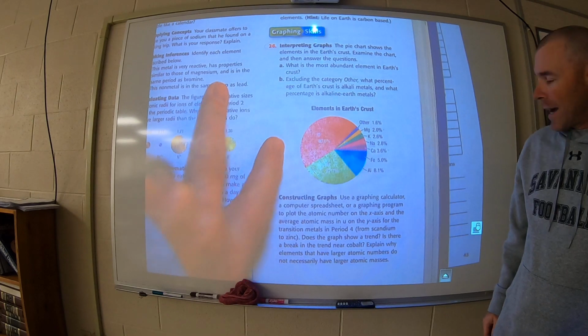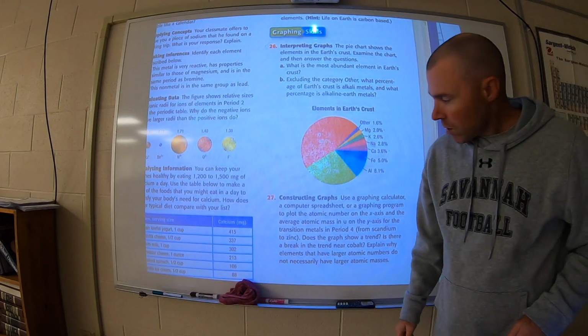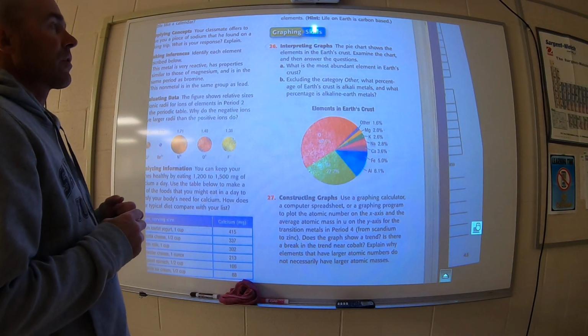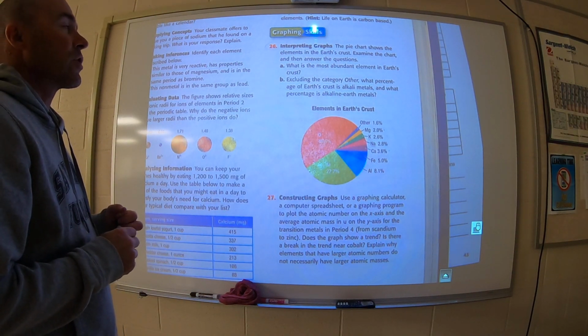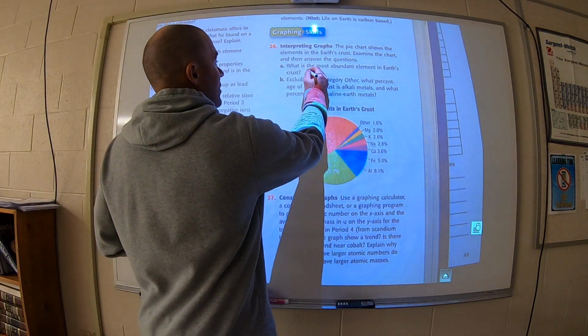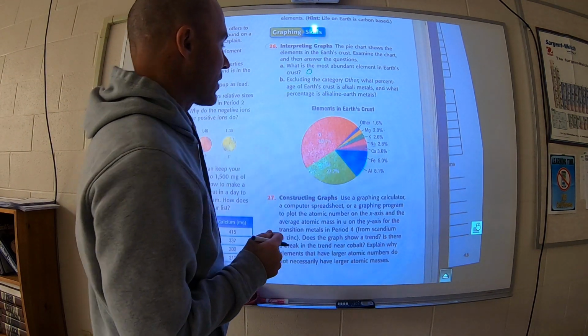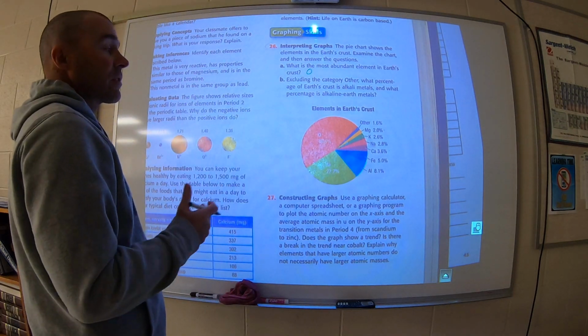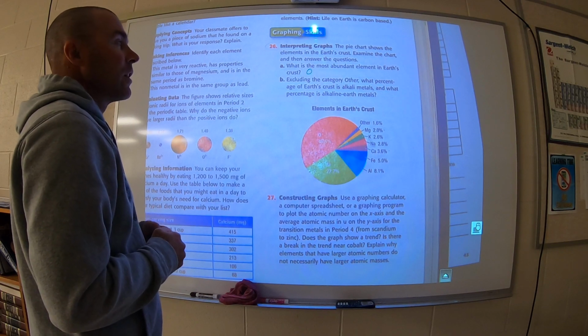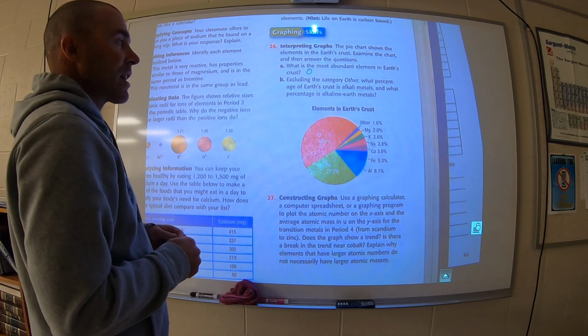Number 26 says the pie chart shows the elements in the Earth's crust. Examine the chart and then answer the questions. What's the most abundant element in the Earth's crust? It makes up 46.6% of everything. So that's oxygen.